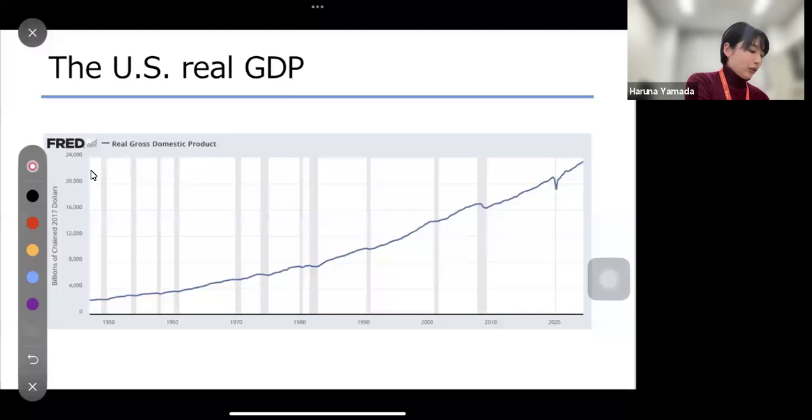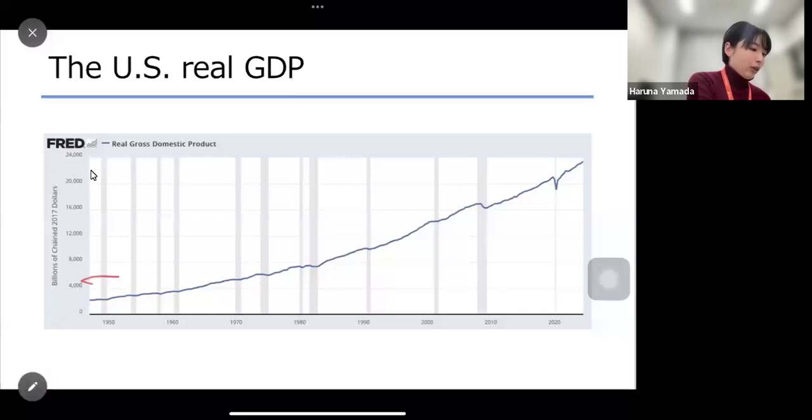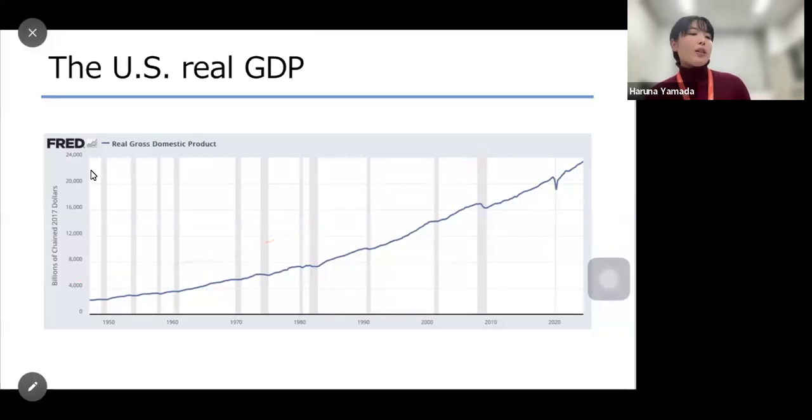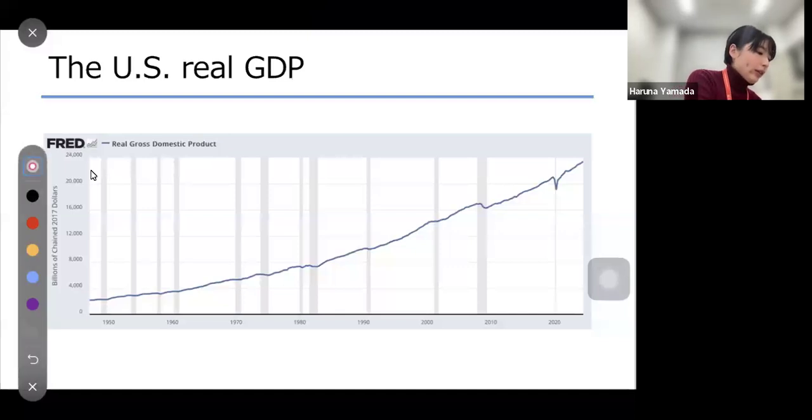Okay, so this is the US real GDP. You can see that there is an upward trend in almost all periods. US GDP goes up over the overall period, but the notable point is that during the global financial crisis, the economy, the GDP, goes down here.